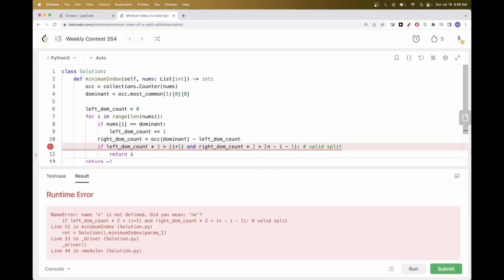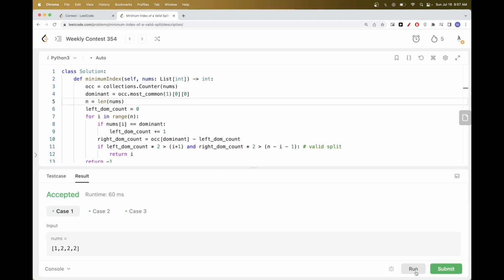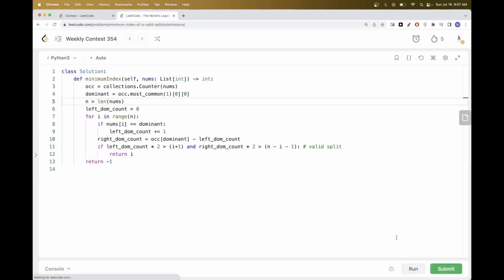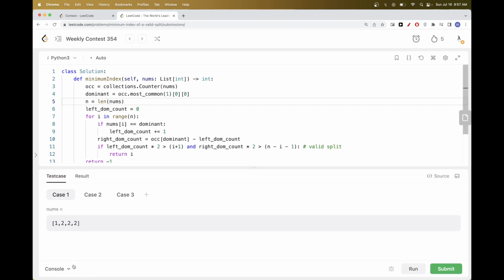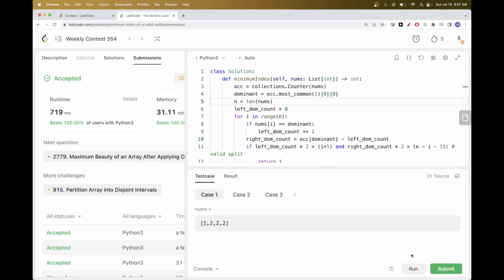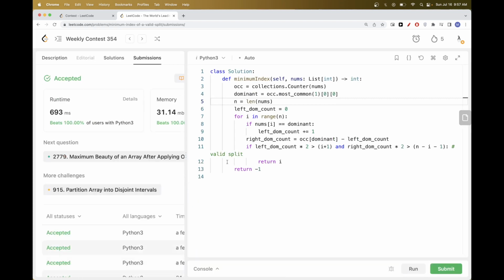So if I run this, looks like, yeah, and here is the length of the array. So let's just put n and let's create that. Okay, looks good. Let's submit. Okay, yeah, it got accepted.